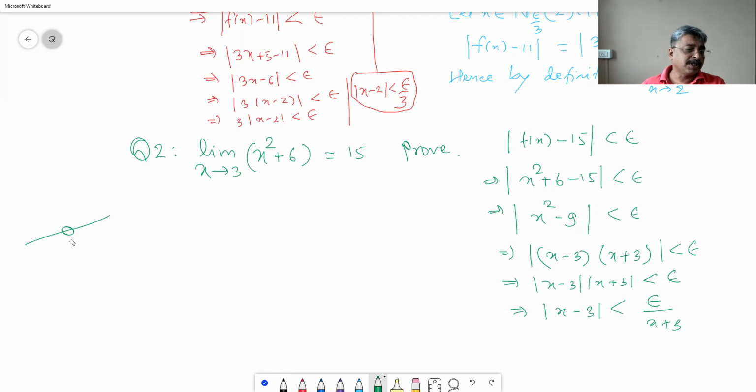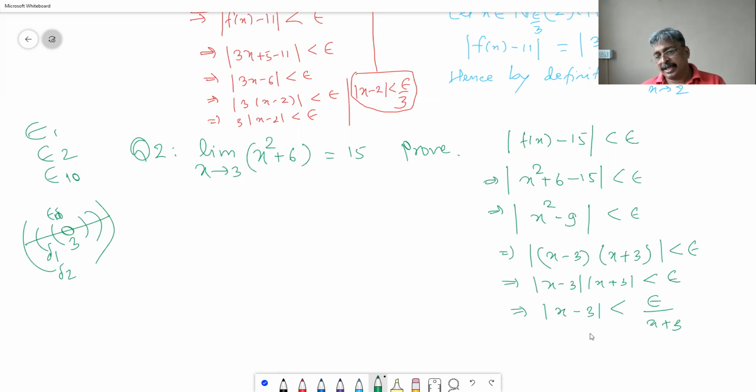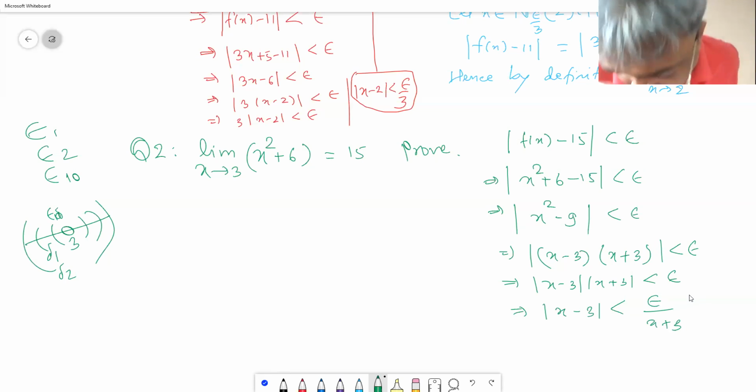We want, if this is 3, where should we go? If epsilon 1 is given to you, if epsilon 2 is given to you, you should have calculations to say, oh, go here. This is delta 1, this is delta 2. If epsilon 10 is given to you, you say, okay, you go here. Something like that we need to have. But even if this is the delta that we have found out, straight away the delta that we get is a function of x, which is not acceptable.